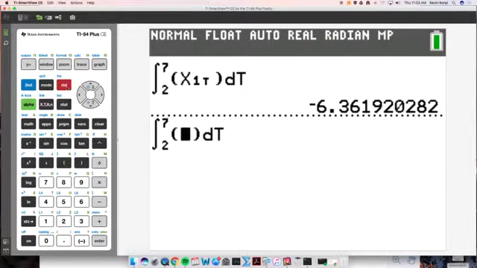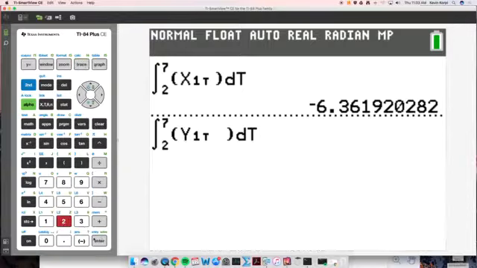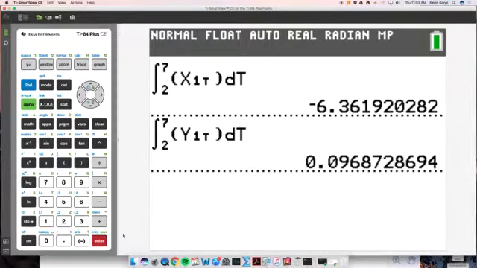And then we do very similarly the integral from 2 to 7. So I'll just go back and recall it. Delete that, and now alpha trace number 2. And we get 0.096.